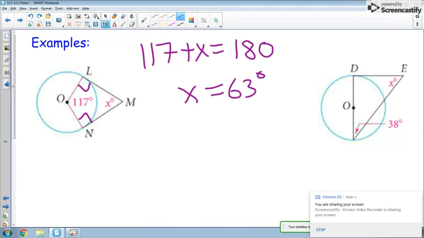So right here, over here on this side, I want you to do this as a now you try. Now you try. So pause the video and give that problem a shot. And when you're done, then hit play.